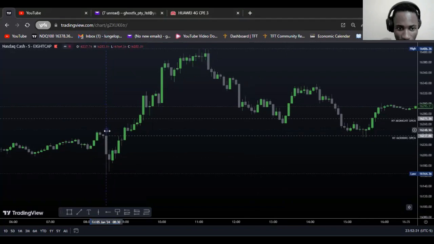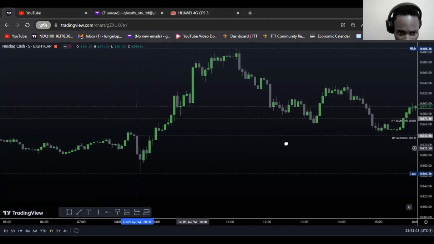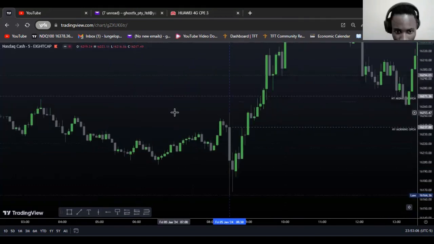When the price is bullish, I'm expecting price to go down here on the new morning open. If price is bearish, I'm expecting price to go here for it to go down. So what happened on NFP? It went up, went up, came down here. So what really happened? Price did come down.